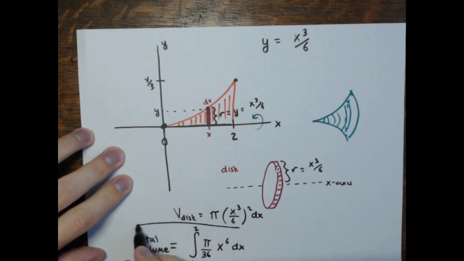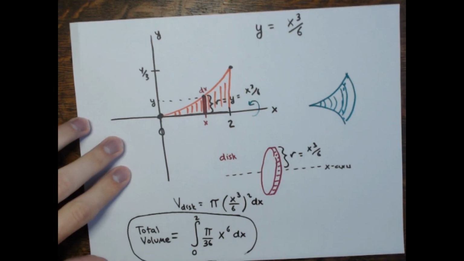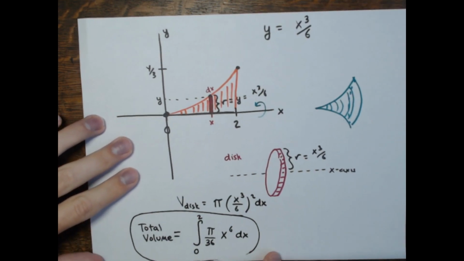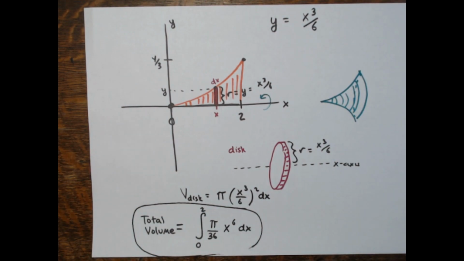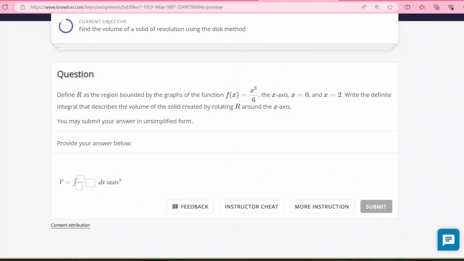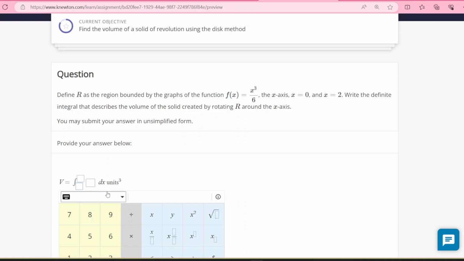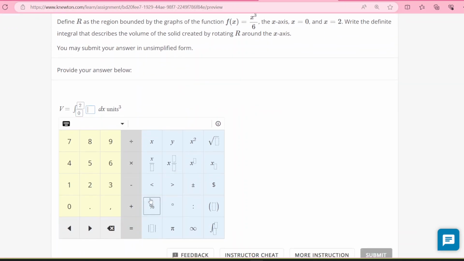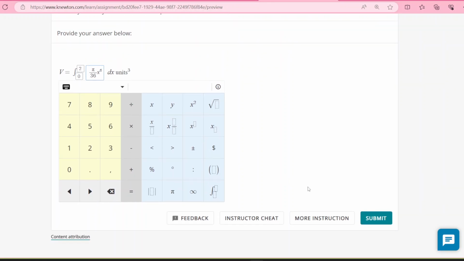And this is all they want. Right? This is all they want. Enter the integrand and the limits of integration. So you see here the lower limit is 0, upper limit 2, and then in here, where I said it was pi over 36 times x to the 6th power. Right. That should be good enough.